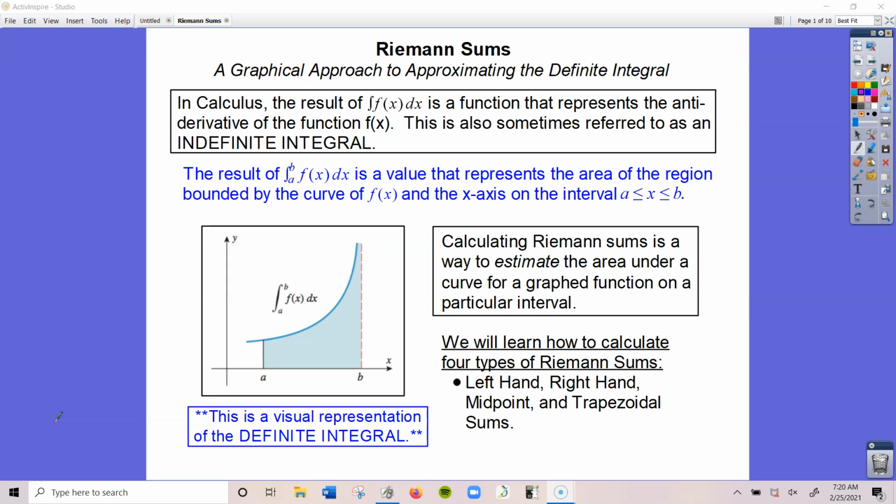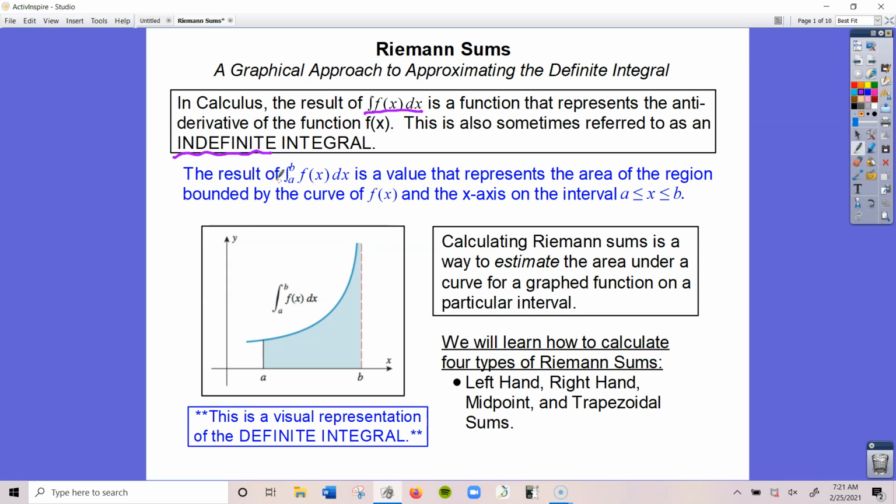Hey guys, today we're going to look at Riemann sums. Now in calculus, when we look at an integral like this, what we looked at last class, this represents the antiderivative of a function, and it is also referred to as the indefinite integral.